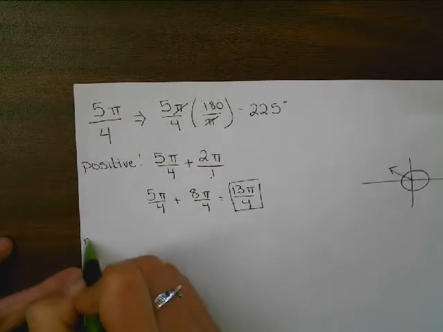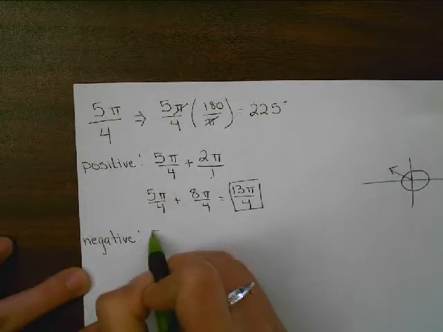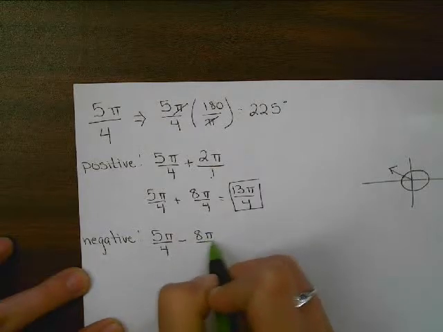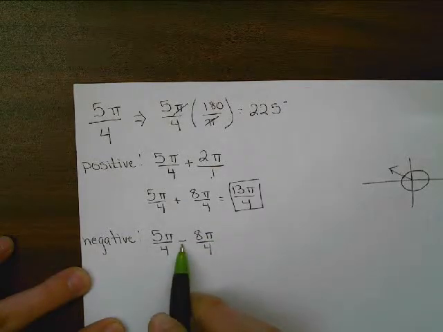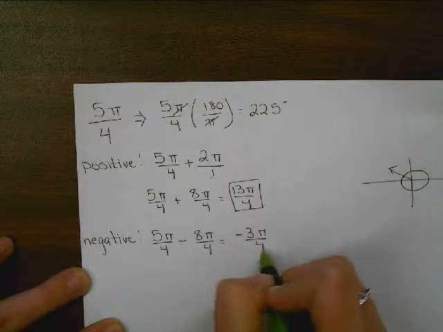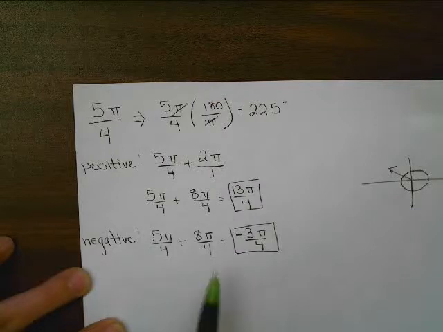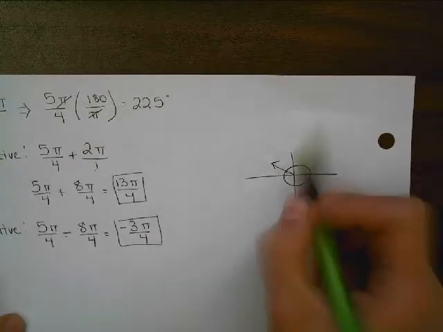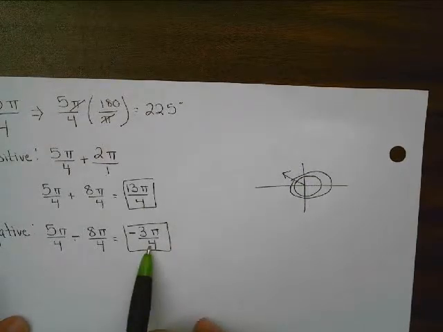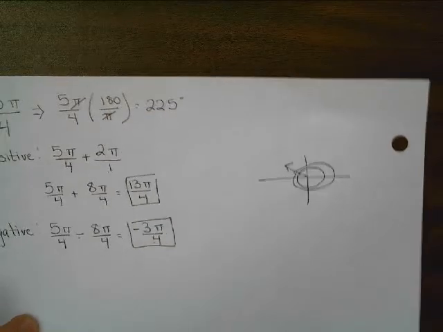My negative coterminal angle, I just do the same thing by adding or subtracting a circle. So I'll take 5 pi over 4 minus, and since I know this is already 8 pi over 4, now I'm subtracting to get a negative number. 5 minus 8 is a negative number, so I get negative 3 pi over 4. That's my negative coterminal angle. Now if I wanted to, I could keep subtracting circles. If I'm over here, I could do another full rotation if I wanted to. So I could add another 2 pi or subtract another 2 pi if I wanted. But since I only need one of each, then that's good enough.